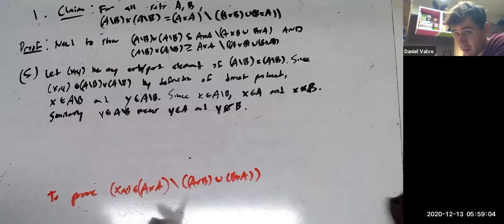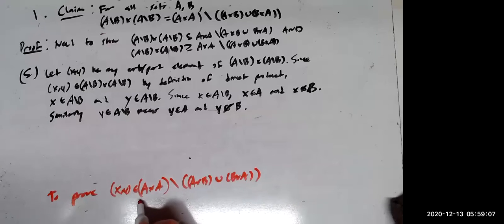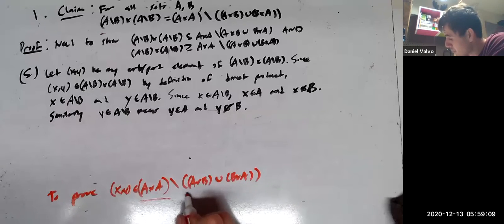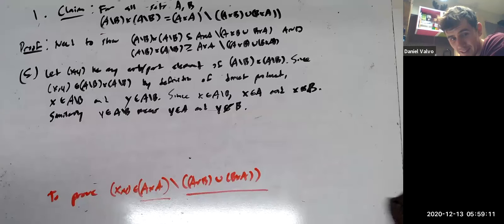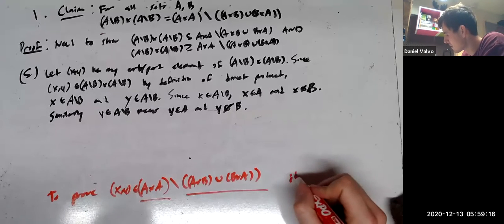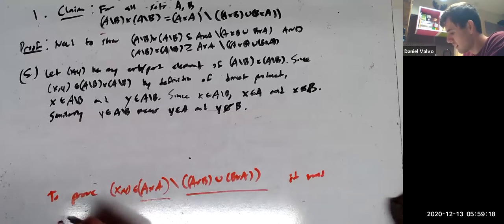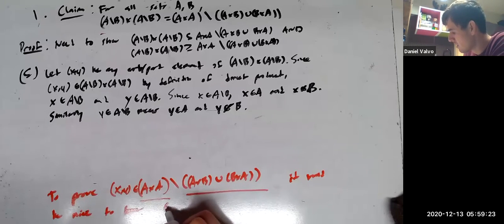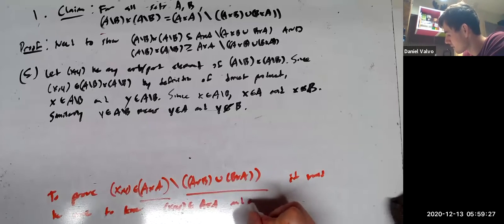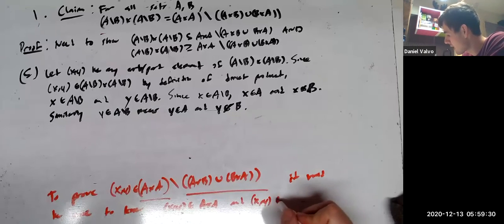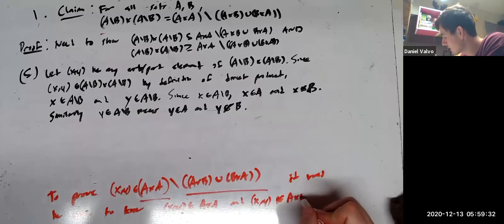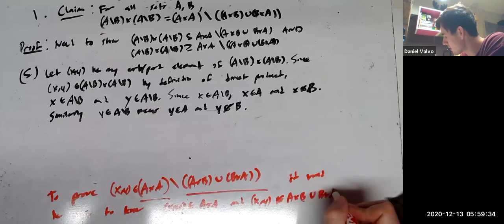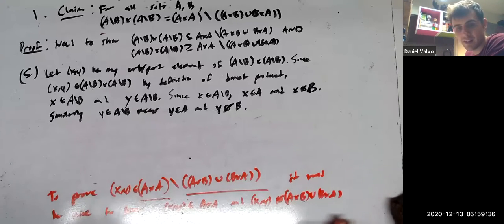You were talking here. But here's the thing. If we want to show that XY is in this set, but not this set, it would be really nice to know that XY is in A cross A and XY is not in A cross B union B cross A.